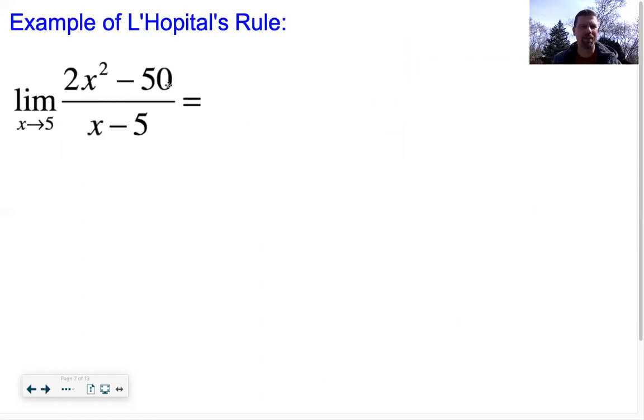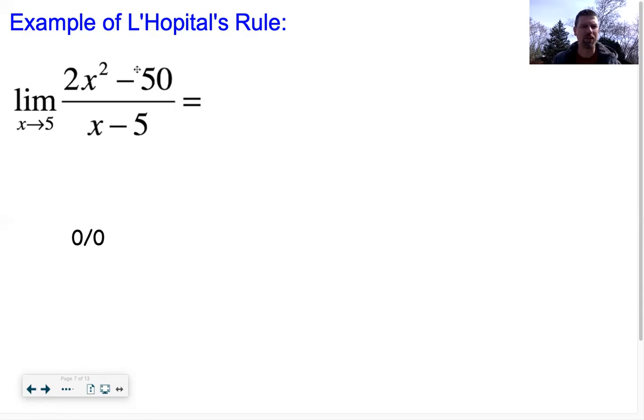This one, however, we could do actually pretty easily with algebra, but instead of doing it with algebra, we're going to do it with L'Hopital's rule. Again, we're going to just check to make sure. If I plug a 5 into there, that'll be 50 minus 50 is 0. Plug a 5 into there, 5 minus 5 is 0. I get that 0 over 0 form when I just try substituting. So instead of trying to do algebra, which again wouldn't be hard with this one, since this is that 0 over 0 form, I could just take the derivative of the top and the derivative of the bottom and do that limit.